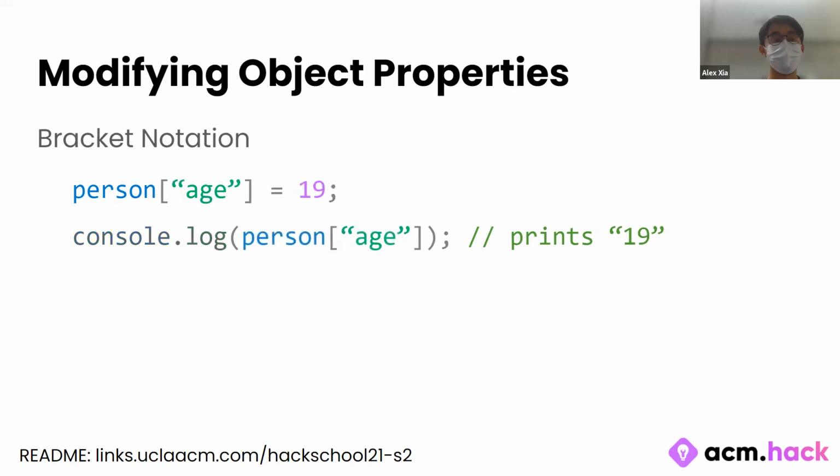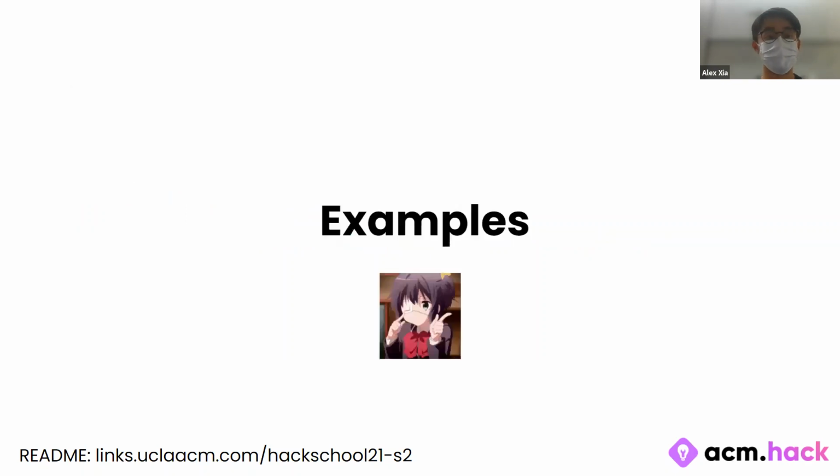Similarly, you can do the same using the bracket notation. In this case, I'm changing Josie Bruin's age from 18 to 19. I'm doing this by using the bracket notation with person, bracket, and then in quotation marks age, and we assign the value of this property to 19. You can do the same to add new properties, and I'll show that later. So these are some examples.